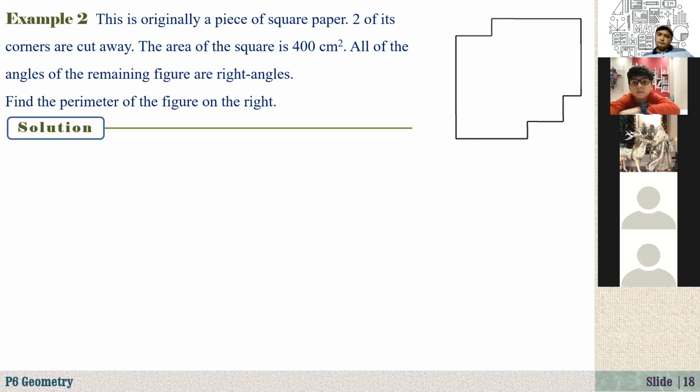Is it 80? Yes, that's correct. How did you get it?